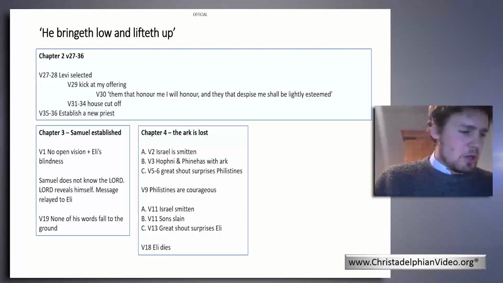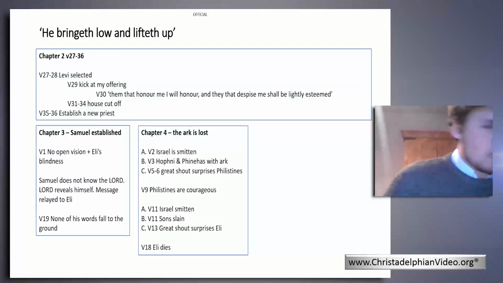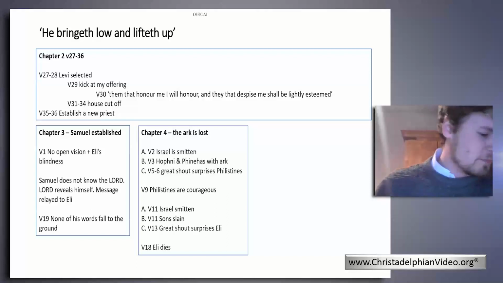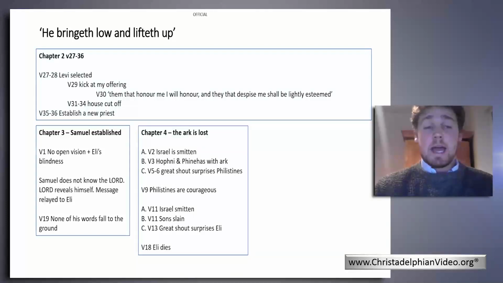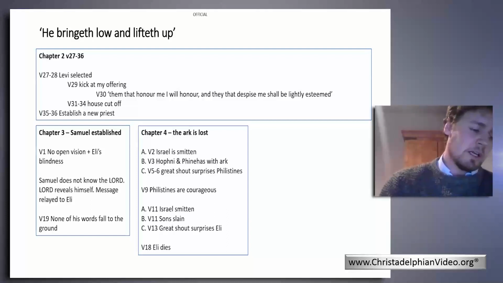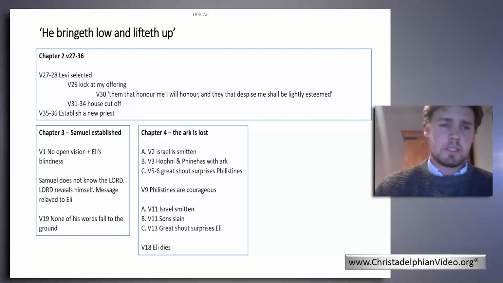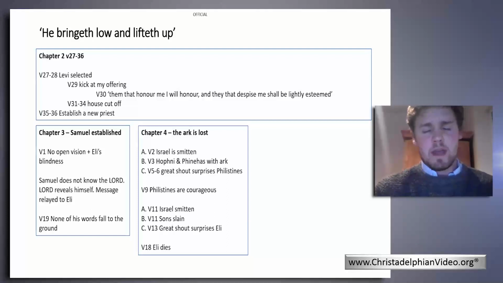Now, when we just get to chapter 2, just after Hannah's prayer, there is a man of God who comes and gives Eli a warning and says to Eli that he has been selected and that the tribe of Levi have been selected, but that within that tribe his sons have not been doing the role that they should have been doing in leading Israel, and that they have been kicking at the offerings of God, and therefore they are going to be cut off and a new priest is going to be established.